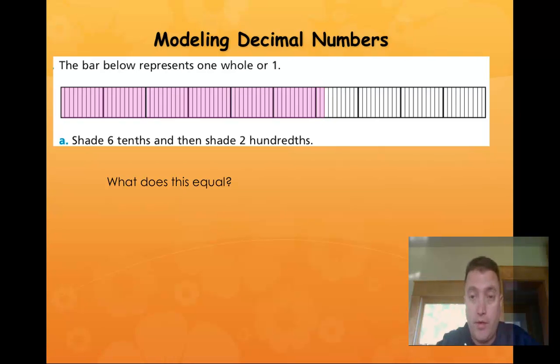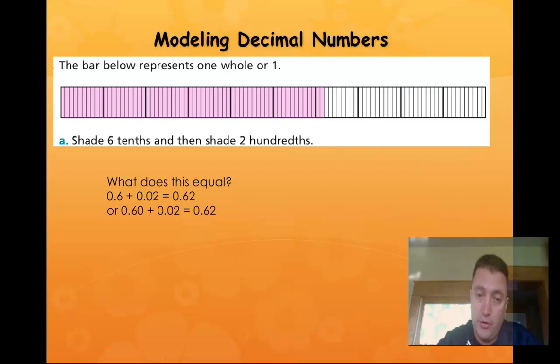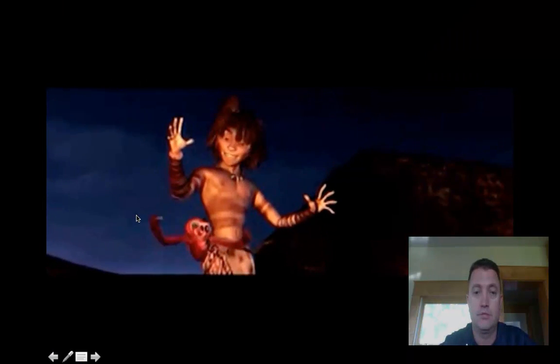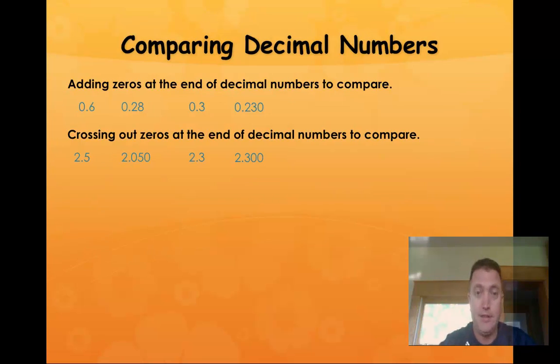Well, one way we could represent this as an addition problem is we could add 0 and 6/10 plus 0 and 2 hundredths, which equals 62 hundredths. Or we could do 0 and 60 hundredths plus 0 and 2 hundredths for a total of 62 hundredths. Either is correct because 60 hundredths and 6/10 are equivalent. That's what I'm saying. All right.